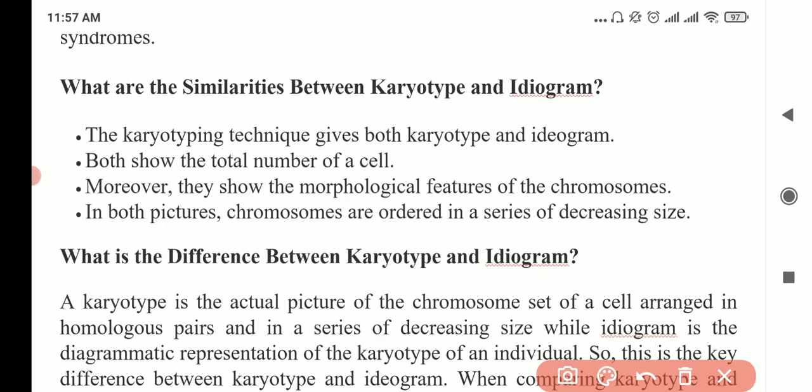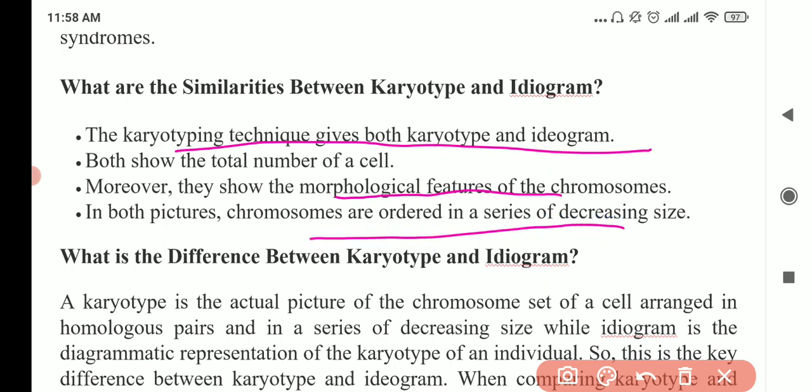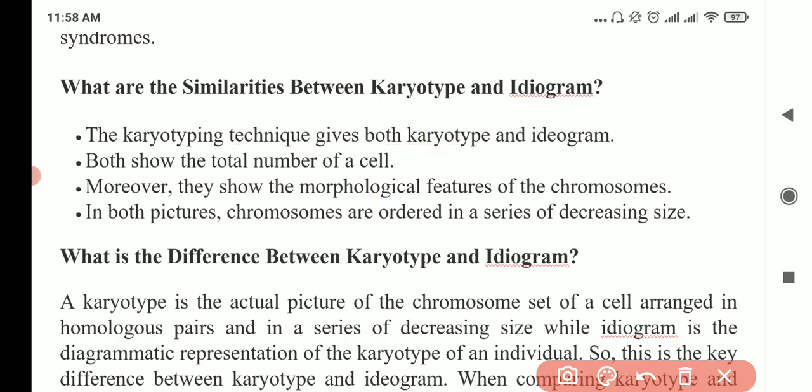The karyotyping technique gives both the karyotype and the idiogram. Both show the total number of chromosomes in a cell. They also show the morphological features of the chromosomes. And in both pictures, the chromosomes are ordered in a series of decreasing size. Okay, so that is what is similar about them.